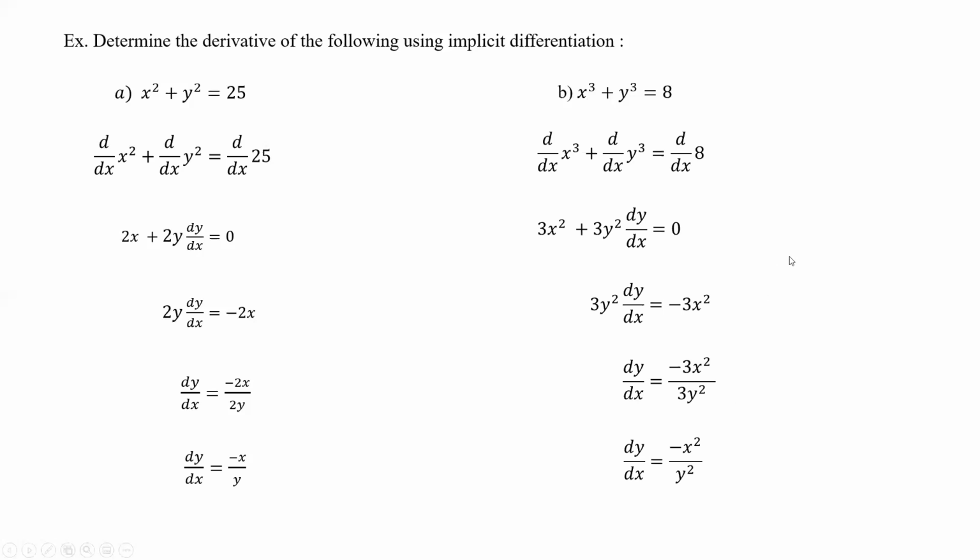Two more examples. x squared plus 2xy plus y squared equals 10. Take the derivative of both sides. The derivative of x squared we know. 2xy, be careful here, this is a product. We'll need to use the product rule.